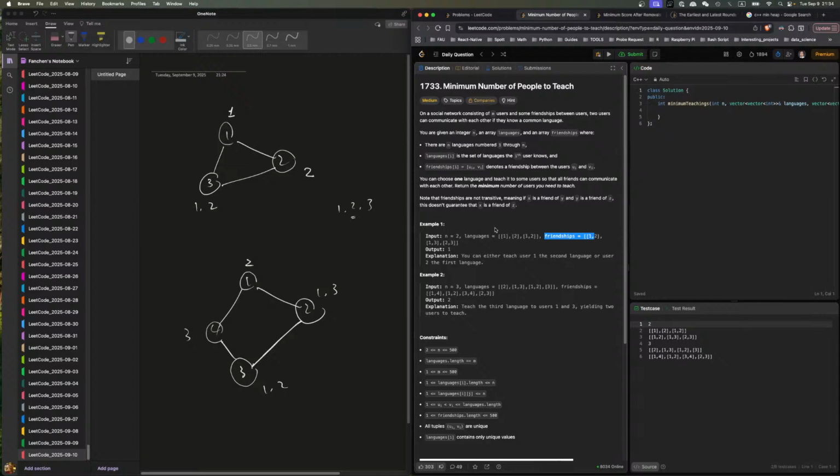The purpose of the friendship is you don't have to have everyone share the same language. All you want, hold a second, is that all friends can communicate with each other.